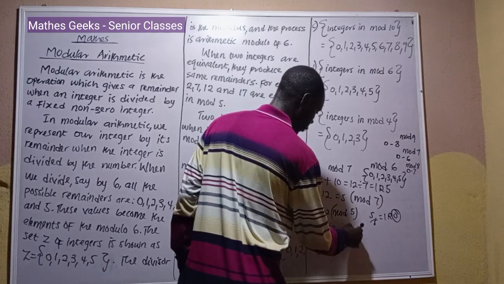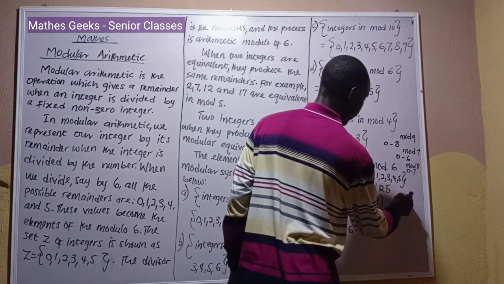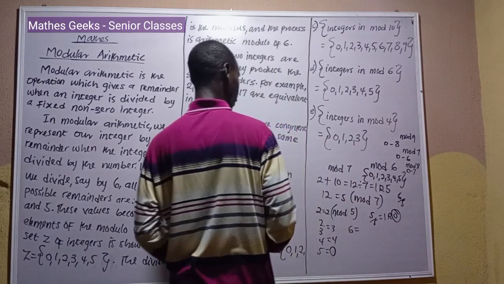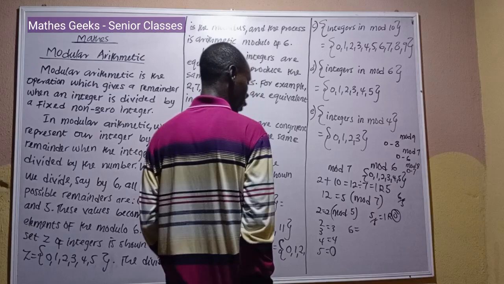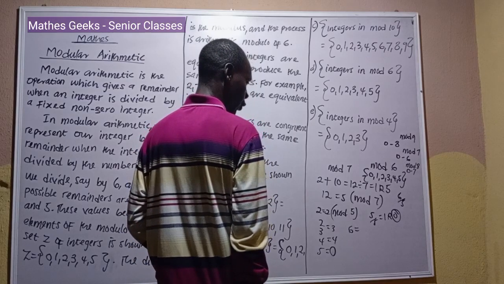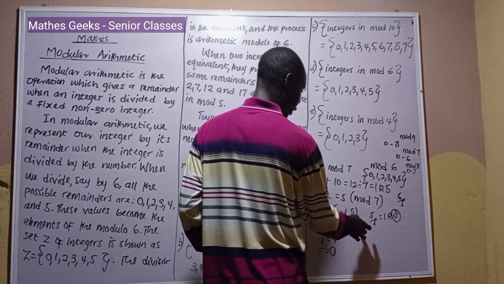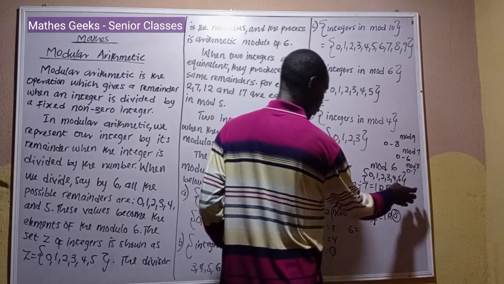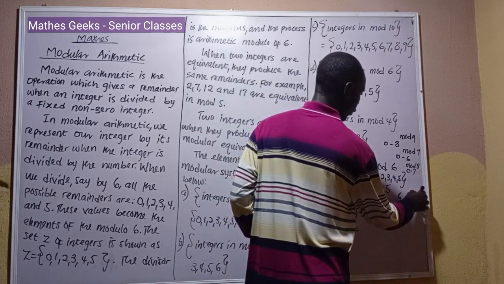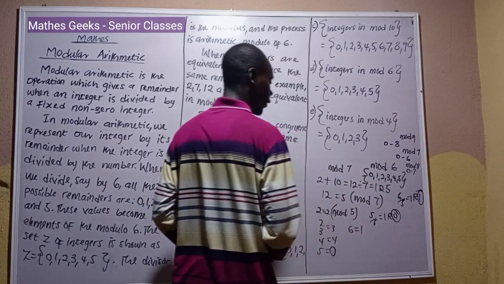6 in mod 5 means 6 divided by 5. We're always dividing by the number that the modular arithmetic operation is going to be carried out on. So if you are looking for 6 in mod 5, it means divide 6 by 5, and the remainder is our answer. 6 divided by 5 is 1, remainder 1. So we are concerned about this remainder. So 6 in mod 5 is 1.